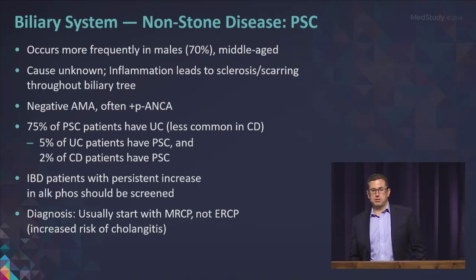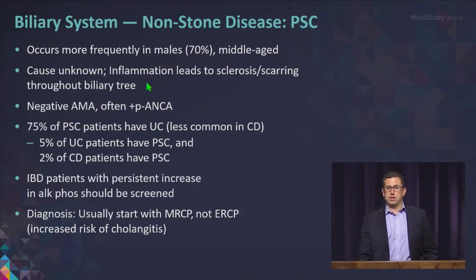PSC, we've already talked about this a few times, strongly associated with IBD, either UC or Crohn's, but more commonly associated with UC. The cause is unknown, but basically what's going on is you get inflammation and scarring of the biliary tree. In contrast to PBC, the AMA is negative, but you often have a positive P-ANCA.